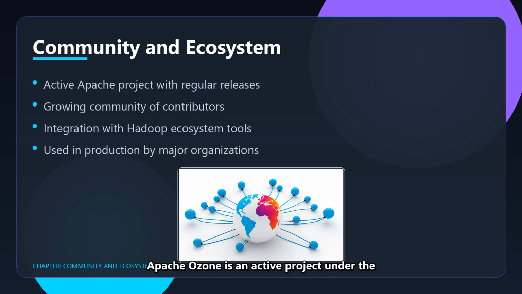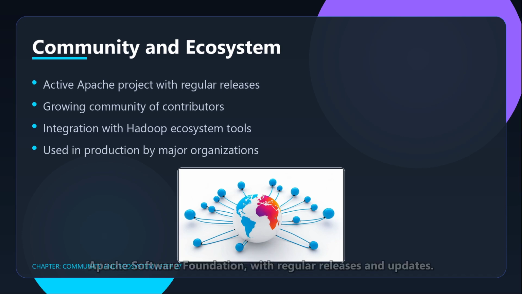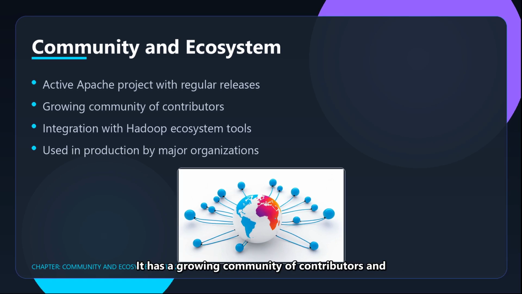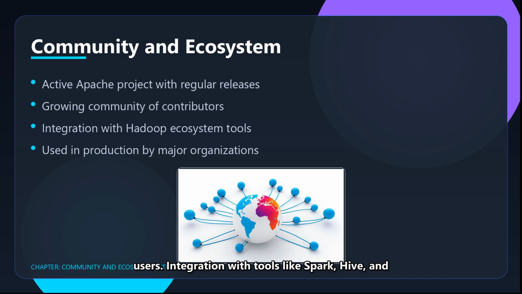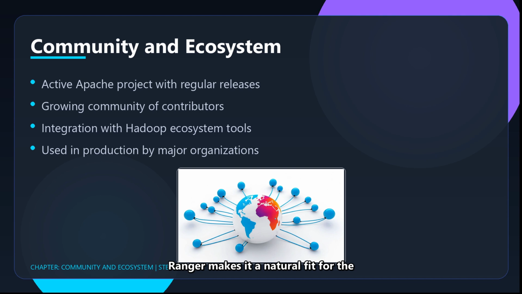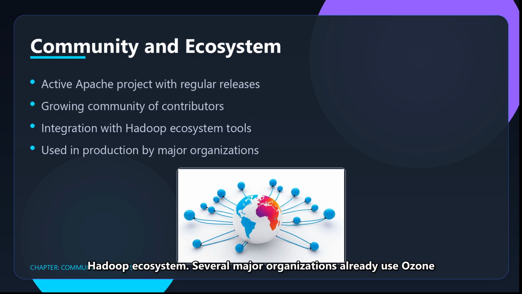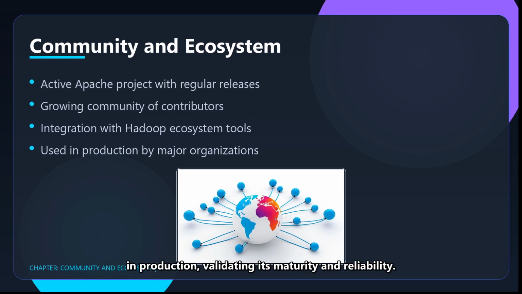Apache Ozone is an active project under the Apache Software Foundation, with regular releases and updates. It has a growing community of contributors and users. Integration with tools like Spark, Hive, and Ranger makes it a natural fit for the Hadoop ecosystem. Several major organizations already use Ozone in production, validating its maturity and reliability.